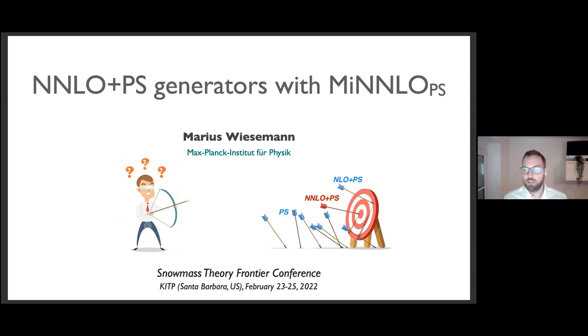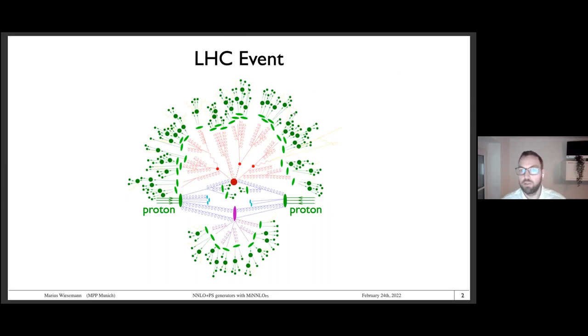And I think topic-wise, we move a bit more towards collider physics. So what I will discuss are generators for particularly the Large Hadron Collider, and more particularly about the inclusion of higher order QCD corrections in event generation tools. As there's quite a low level of time only, let me jump right into it.